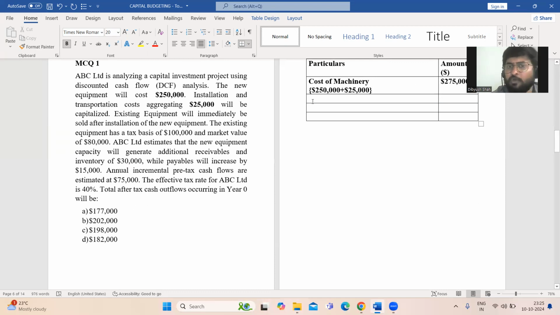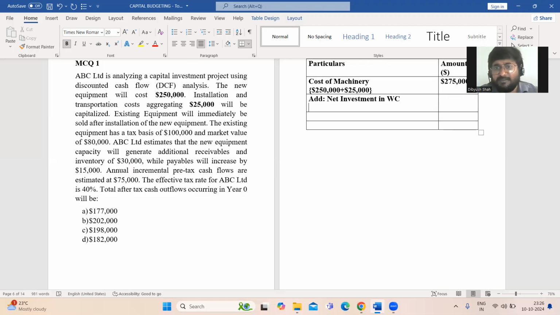Step 2, or note 2 here, is add, or it can be less as well. If it is less, I'll just put it in brackets. Net investment in working capital. WC means working capital. Now, as I had told you, if there is any increase in current assets, we add. If there is any decrease in current liabilities, we add. If there is any increase in current liabilities, we subtract, and any decrease in current assets, we subtract.